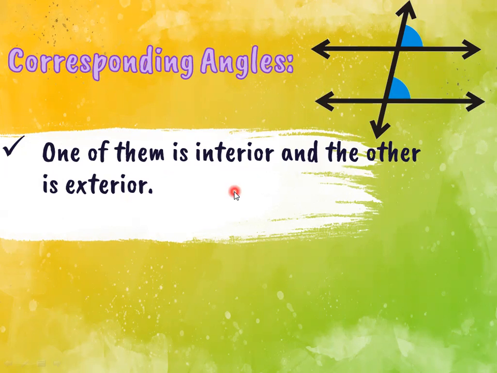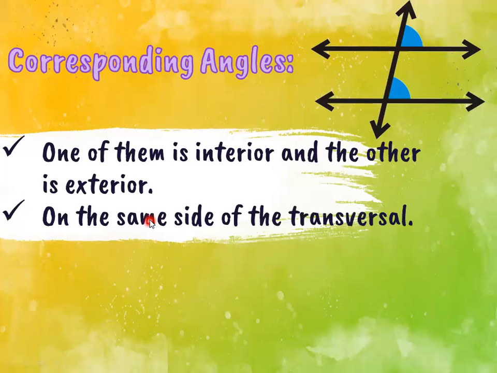And the second condition is that they are on the same side of the transversal. Like here, as you can see, this is your transversal, which is your intersecting line. And these two angles are on the same side of the transversal. So you will say that this is a pair of corresponding angles. Understand?